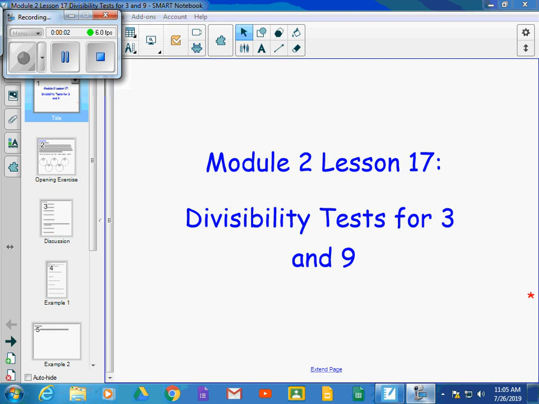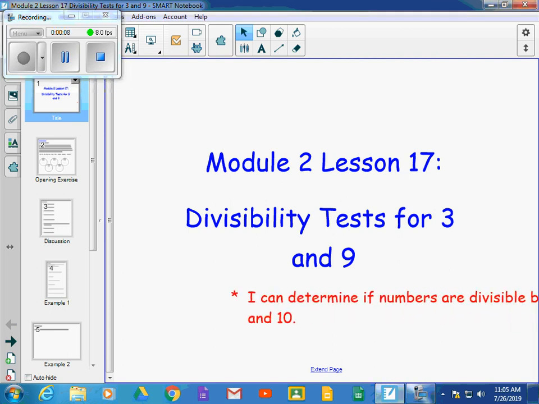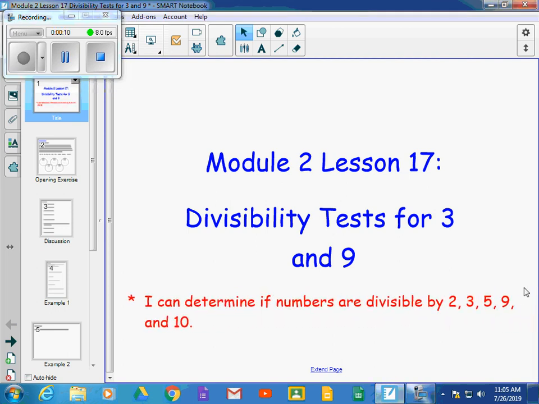This is Module 2, Lesson 17, titled Divisibility Tests for 3 and 9. Our goal is: I can determine if numbers are divisible by 2, 3, 5, 9, and 10. With that goal, I've added a few extra numbers.